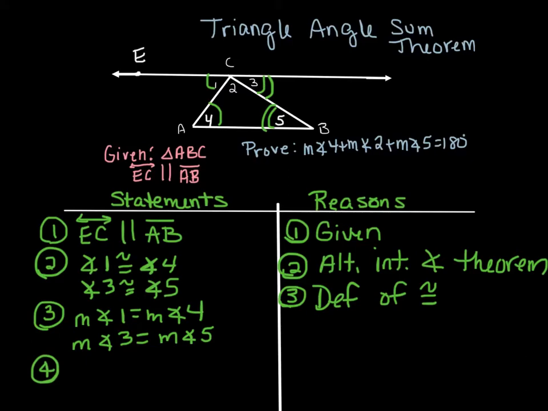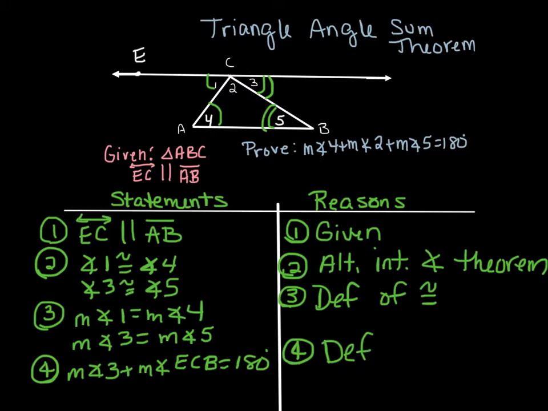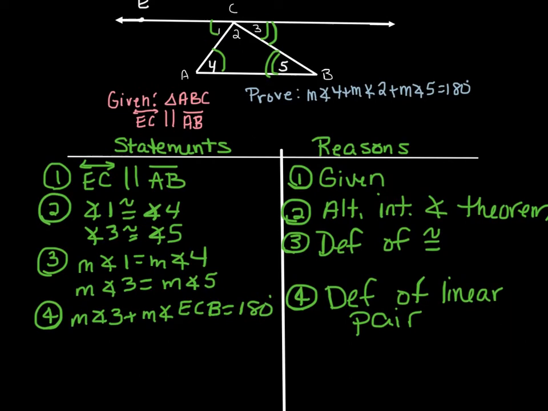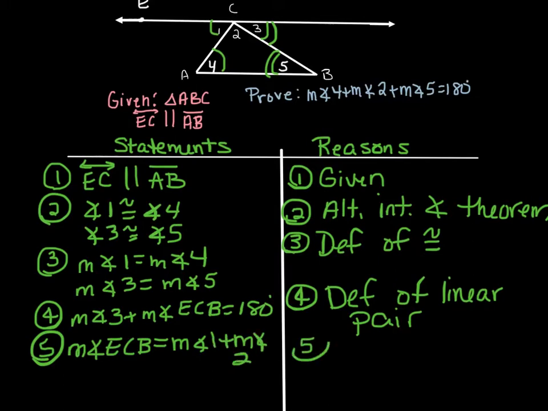Well, now I also know that the measure of angle 3 plus the measure of angle ECB is going to equal 180 degrees. We know that that's a linear pair, so definition of linear pair. But wait a second. What do I know about angle ECB? The measure of angle ECB is equal to the measure of angle 1 plus the measure of angle 2. That is our angle addition postulate.